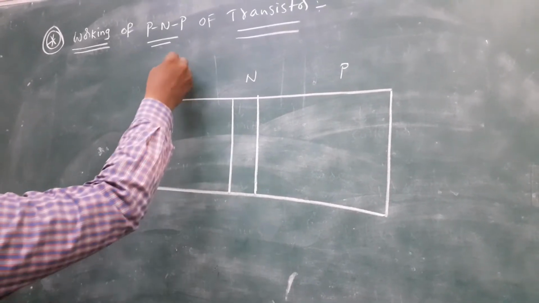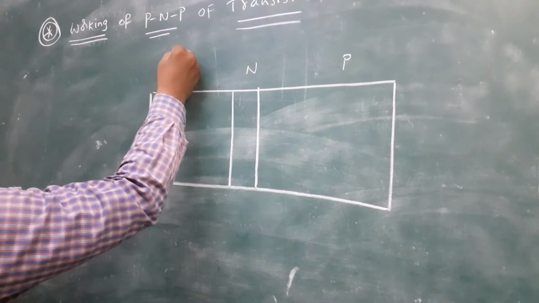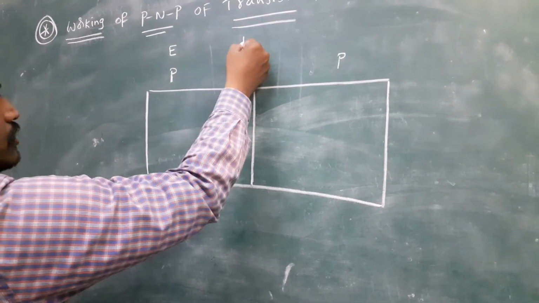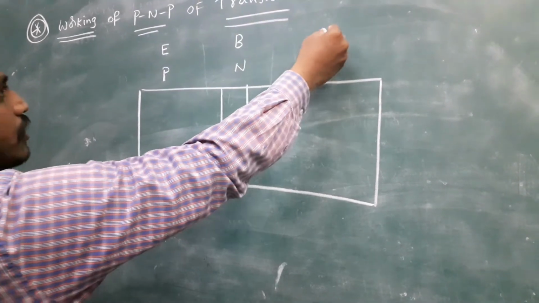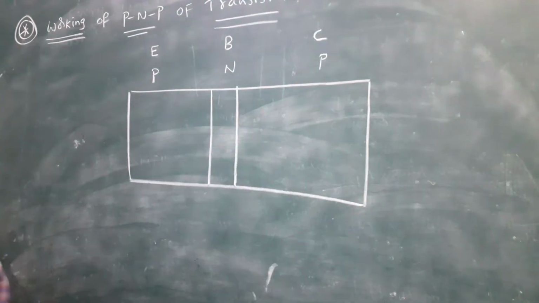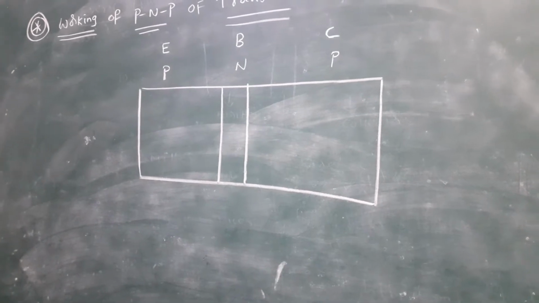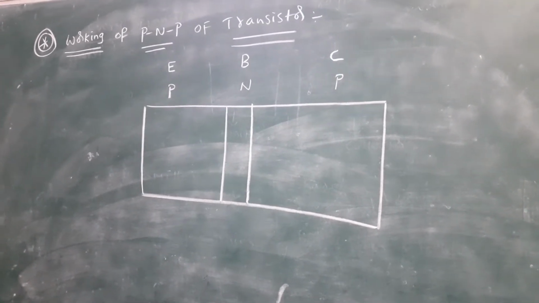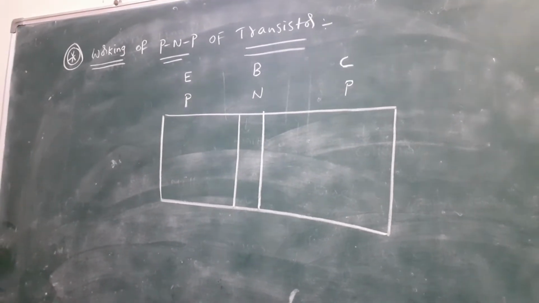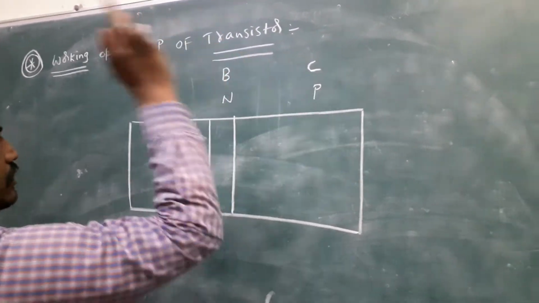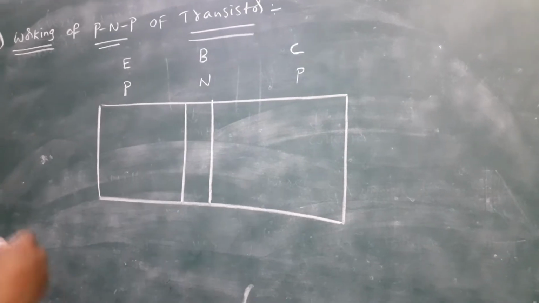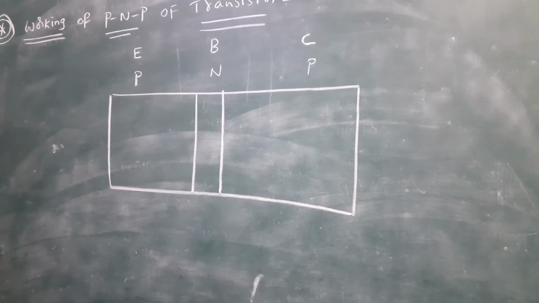Three regions. That means the first region is called the emitter region, the second region is called the base region, and the third region is called the collector region. It consists of how many regions? Three regions: emitter, base, collector. Generally, what is the use of a transistor?